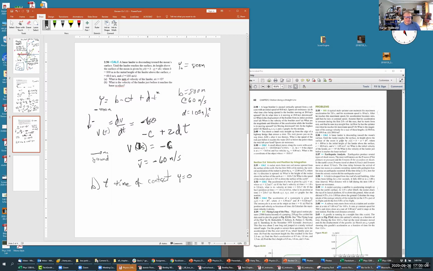Now, let's think about this for a minute. So velocity, well, again, is equal to minus c plus 2 times d times t. So this thing, over enough time, would start going up again as long as it had enough earth underneath of it.